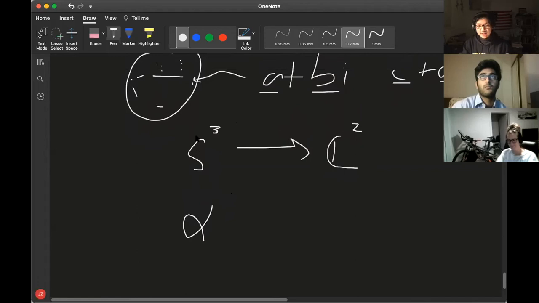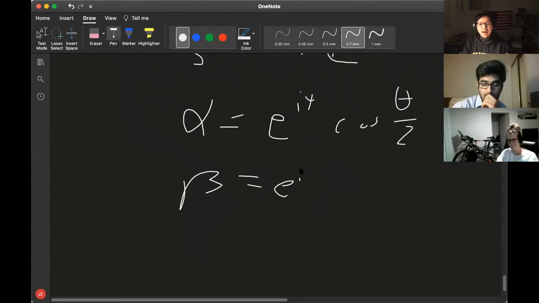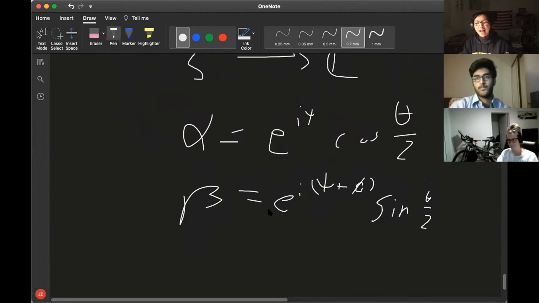As a result, alpha is equal to e^(i psi) cosine of theta over 2. And then beta is equal to e^(i), and then, okay, this is where things get a little interesting, now you have psi plus phi, or phi, depending on which math professors you may have experienced, and then you have the sine of theta over 2. So this is essentially how we can translate between our complex numbers and three coordinates.